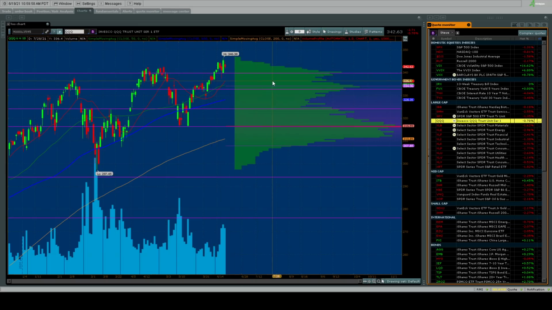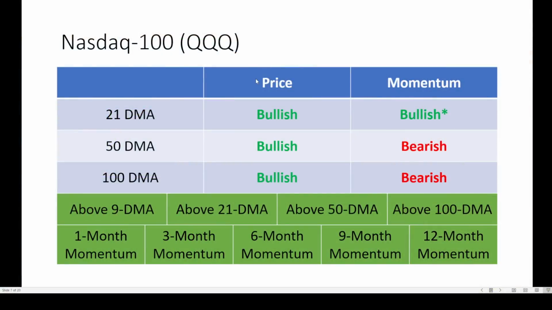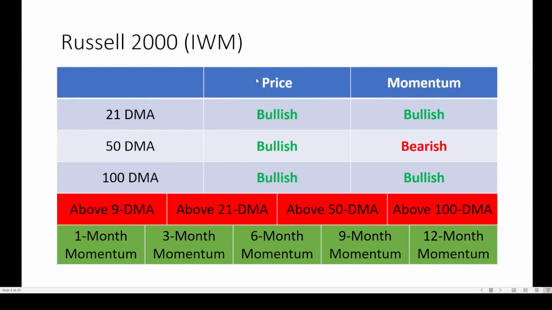Maybe that's a lagging indicator, because one thing we do need to look at is small caps. Remember, the small caps lead the big caps, the large caps. That's why it's so important to pay attention to things like the Russell 2000, IWM. No change in price or momentum, but now dipping below all the major moving averages, 9 through 100. No change in momentum yet, but that probably is soon to come.